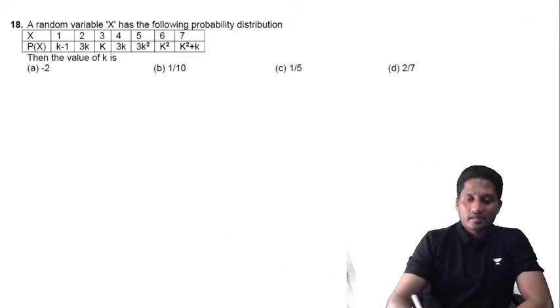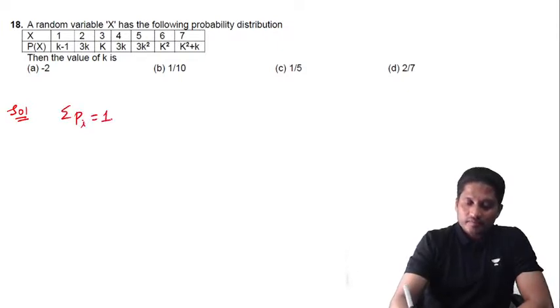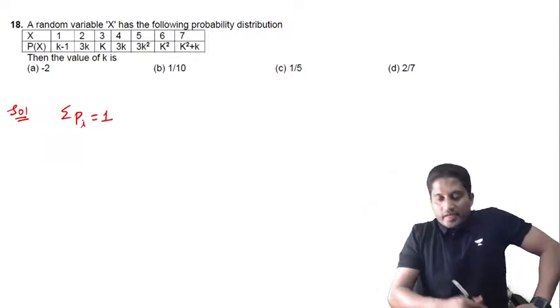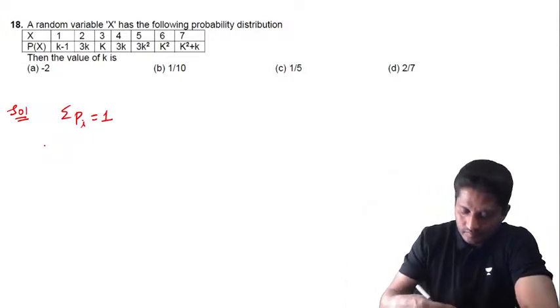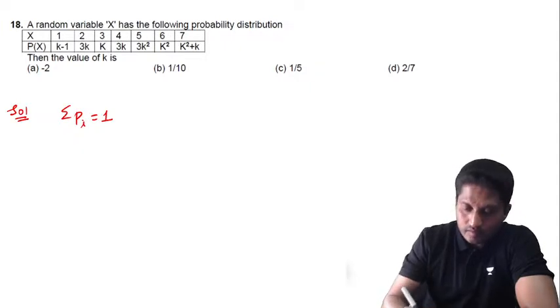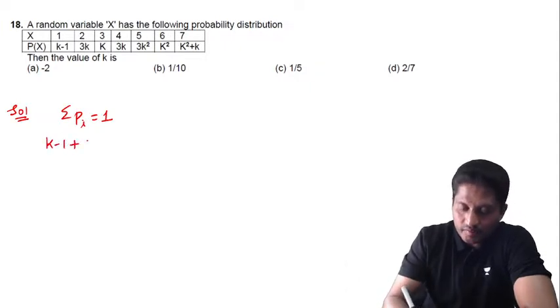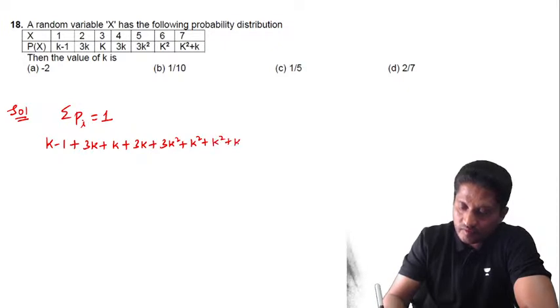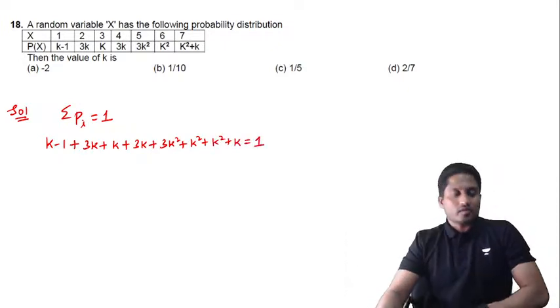Question number 18. I'm supposed to find the value of K. Sum of all probabilities is 1, right? Sum of all probabilities is equal to 1. So this is K minus 1 plus 3K plus K plus 3K plus 3K square plus K square plus K square plus K is equal to 1. That is, sum of all probabilities will be equal to 1.